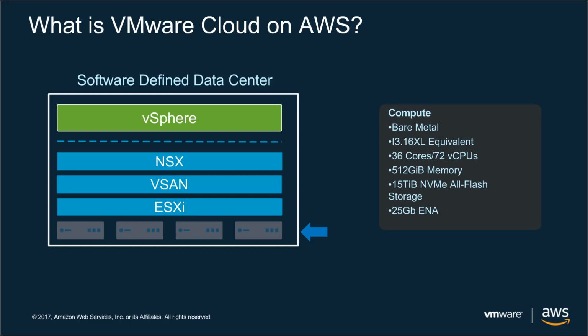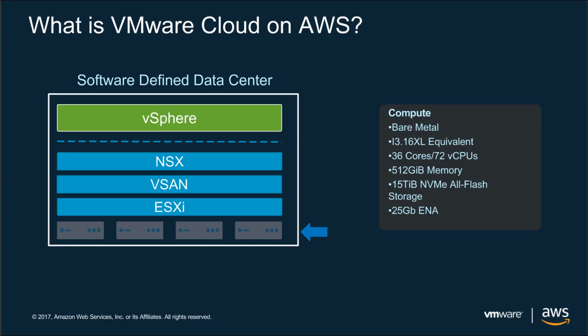Okay, so let's go through each one of the components of the software-defined data center and get a sense of how each one of these components is used and how they work together to deliver this service. From a compute perspective, VMware Cloud on AWS is deployed directly on bare metal inside of the AWS EC2 environment. So this is not nested virtualization or any type of nested scenario. This is the ESXi hypervisor running directly on AWS bare metal.